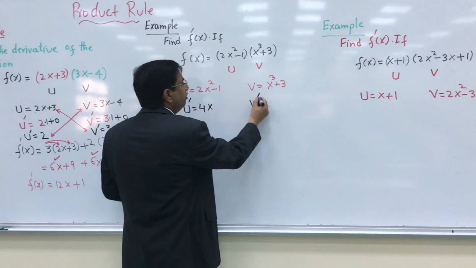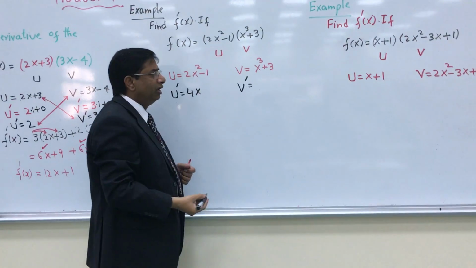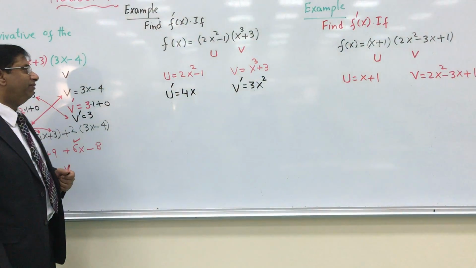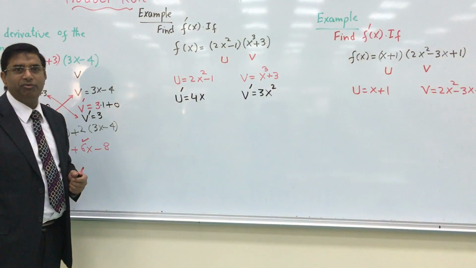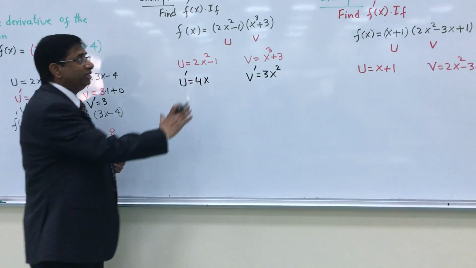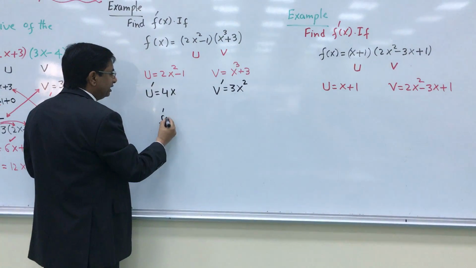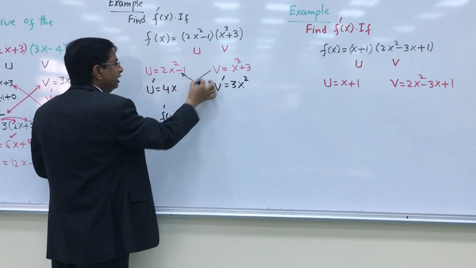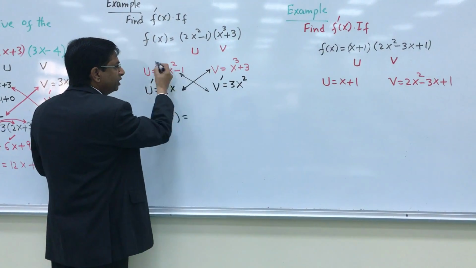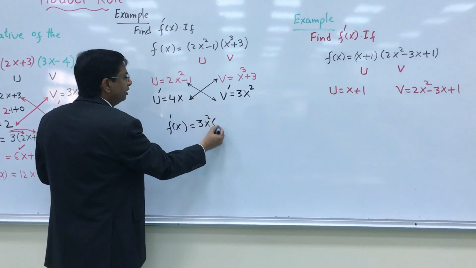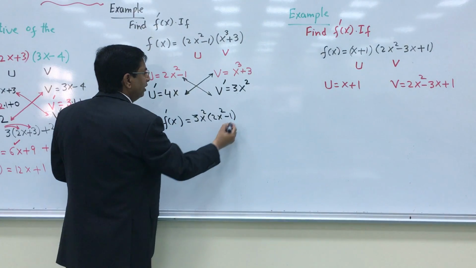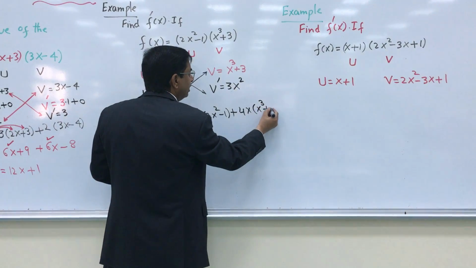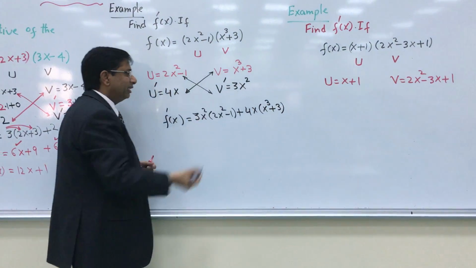And here v prime, by applying the basic rule, is 3x power 2. So we have now u prime and v prime. Because this is the product of two functions, f prime of x is just the cross product of these functions, nothing else. So I multiply these functions: 3x squared times (2x squared minus 1) plus 4x times (x cubed plus 3).